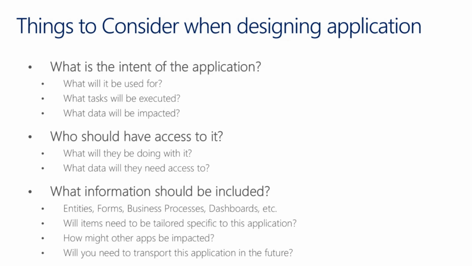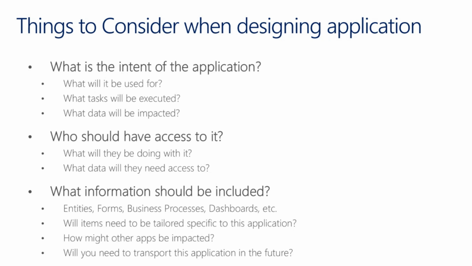So when you're starting to build a model-driven app, you really need to start thinking about, at a database level, what data you need to capture and how that data will be impacted. Then one of the key elements that you need to think about when you're working with model-driven apps is who's going to have access to it. What are they going to be doing?